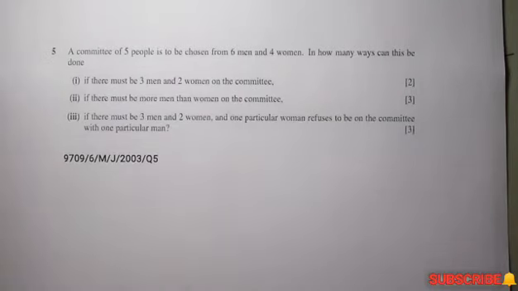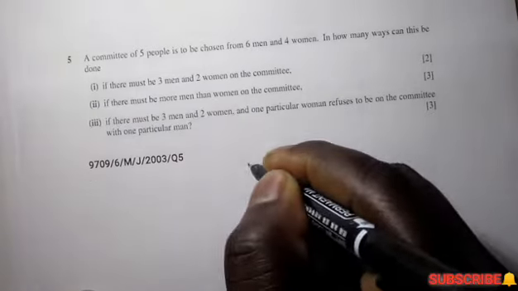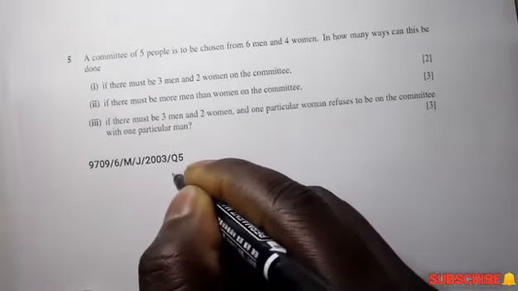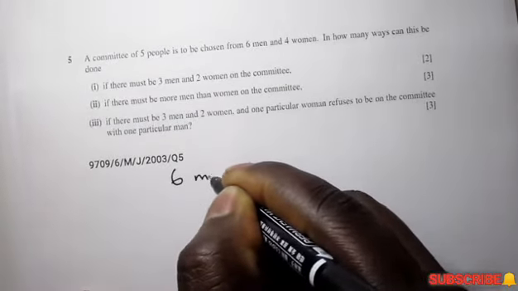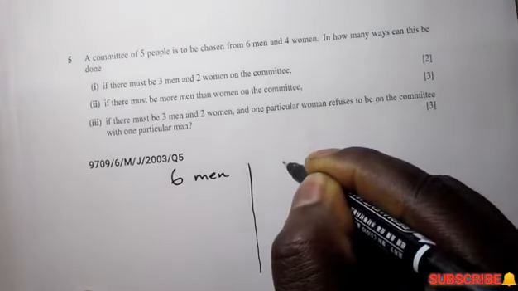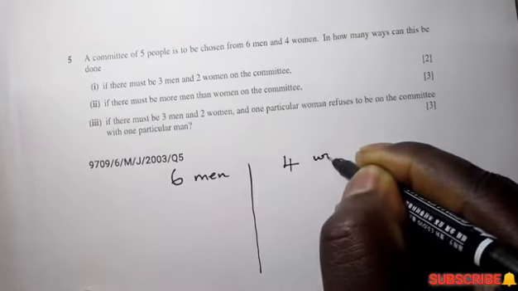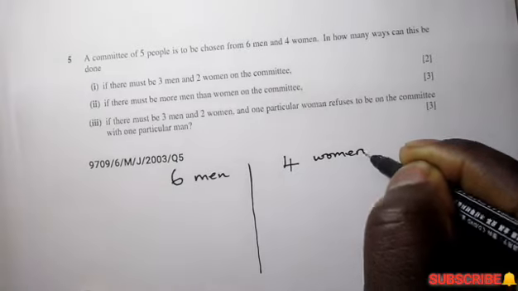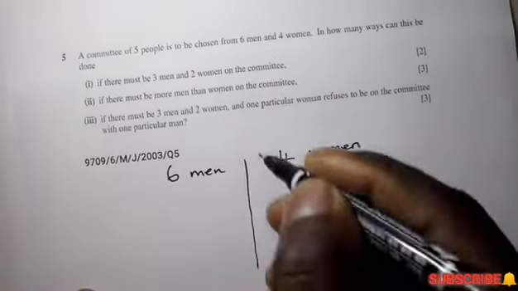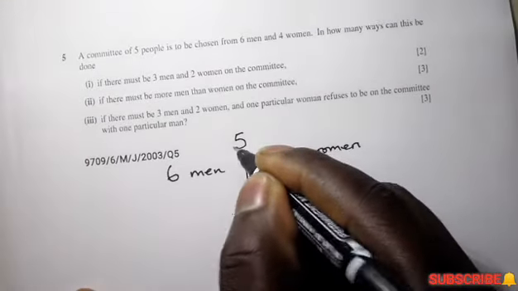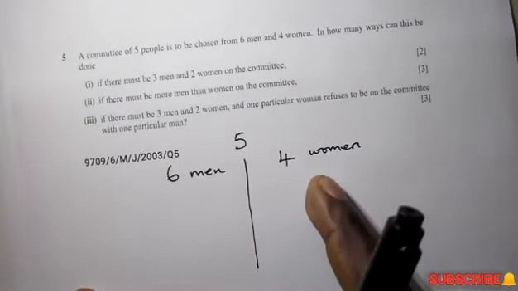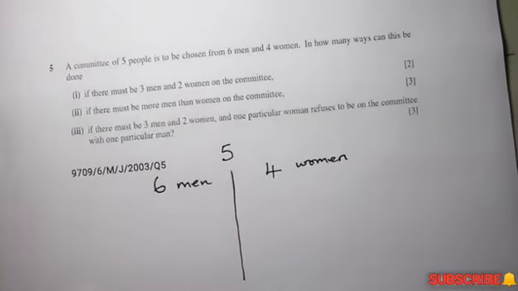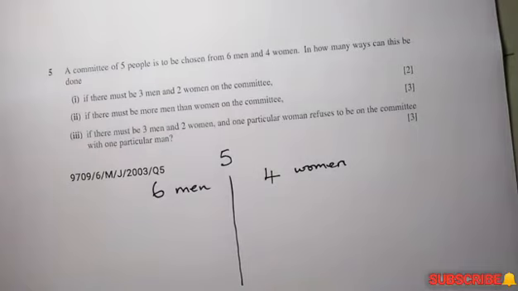Let me put a demarcation here. We have 6 men. Then we have 4 women. And we want to choose how many people? We want to choose 5 people from 6 men and 4 women. Let us proceed. In how many ways can this be done?